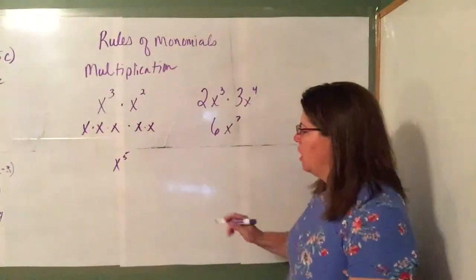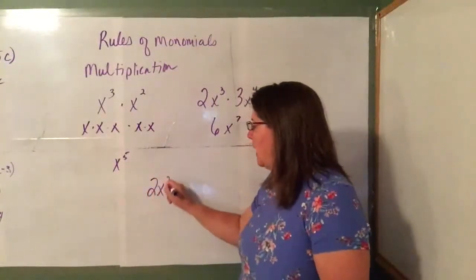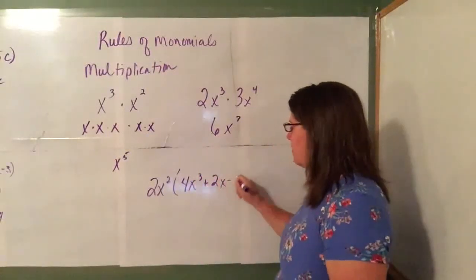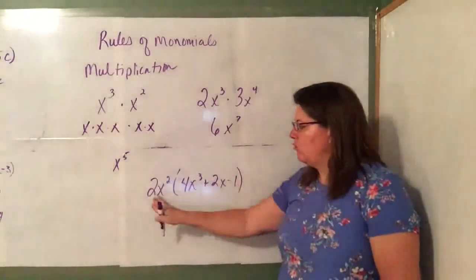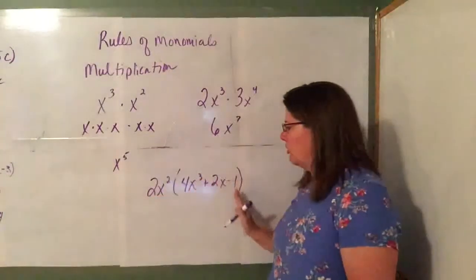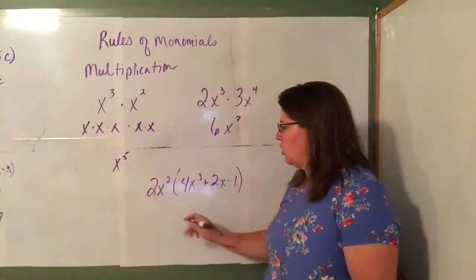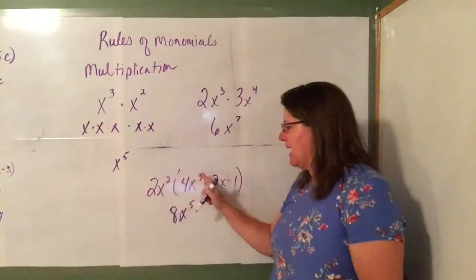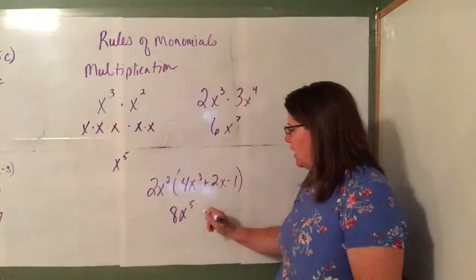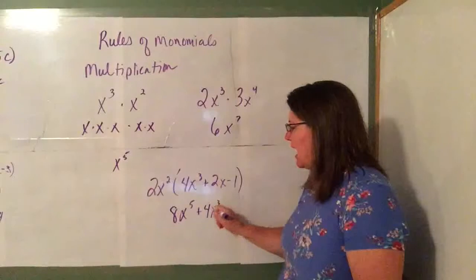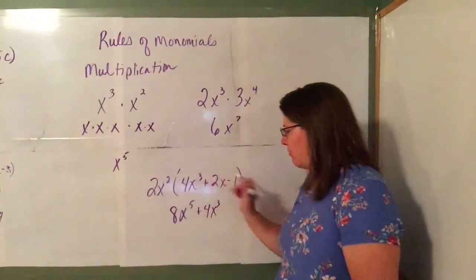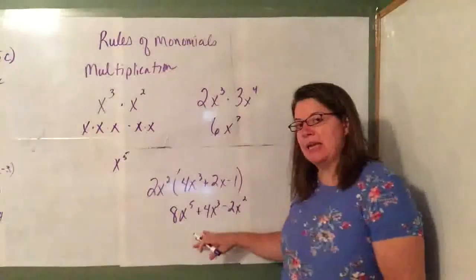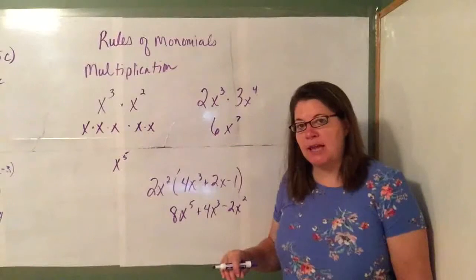And then that leads us to a polynomial. If I have something like this, 2x squared times 4x cubed plus 2x minus 1. Let's just say we have that. Well, if I distribute the 2x squared to each of these terms, 2x squared times 4x cubed would be 8x to the fifth. I multiply the coefficients, I add the exponents. 2x squared times 2x would be 4x cubed. Again, I multiply the coefficients, I add the exponents. And then 2x squared times negative 1 is minus 2x squared. If I had any like terms, I would add the like terms, but in this case, I don't have any.